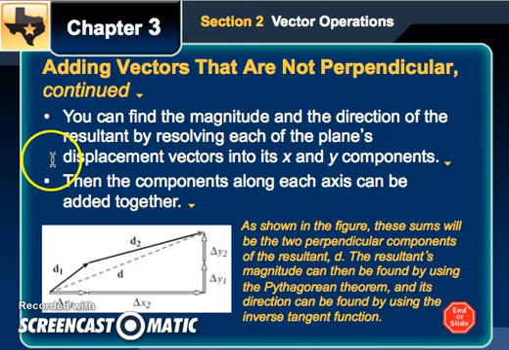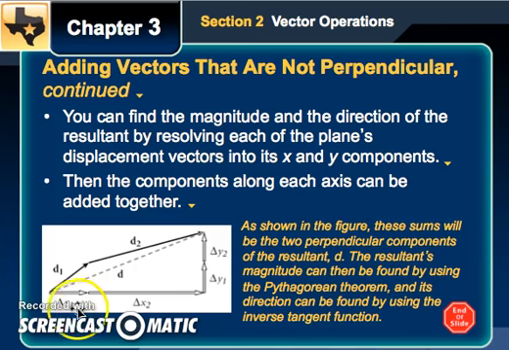Okay, so we find the magnitude and direction of the resultant by resolving each of the vectors into their components, and then the components along each axis can be added together. For vector number 1, we've got its x component right here, and its y component right here. Its y component is actually here, but we moved it out here so it lines up with the other one. For vector number 2, its x component actually is right here, but we moved it down so we can add it to the first one. And the y component of number 2 is right here, right where it stayed.